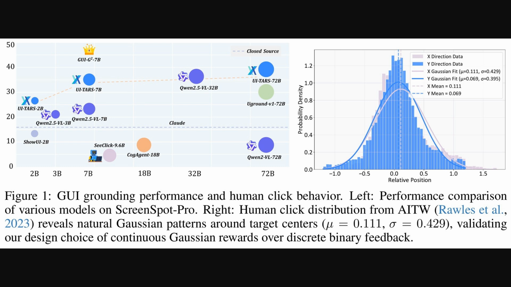This chart shows how humans actually click. It's a spread that looks like a bell curve, or what's called a Gaussian distribution. Most clicks land near the target's center. Based on that idea, the chart on the left plots performance. Their new model, GUI-G Square, is at the very top with a crown, scoring highest on the ScreenSpot-Pro benchmark, while being much smaller than its competitors. This visual really shows the power of their approach.